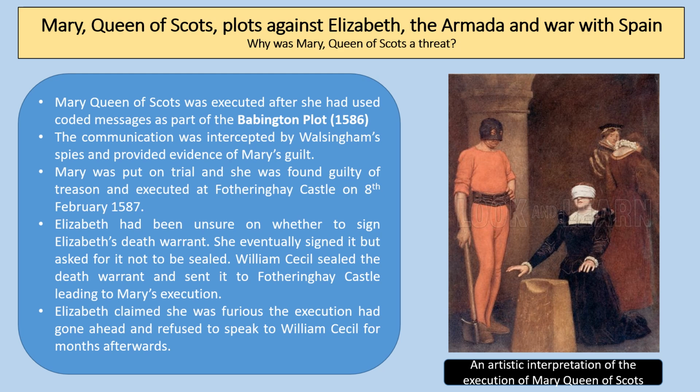Now, Elizabeth had been unsure on whether to sign Mary's death warrant. She ummed and ahed about it, but she eventually signed it, but asked for it not to be sealed. William Cecil sensed his opportunity. He sealed the death warrant and sent it to Fotheringay Castle, leading to Mary's execution. Elizabeth would claim afterwards that she was furious about this, and that it had gone ahead, and she refused to speak to William Cecil for months afterwards.